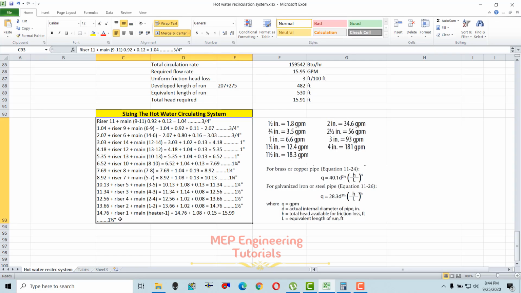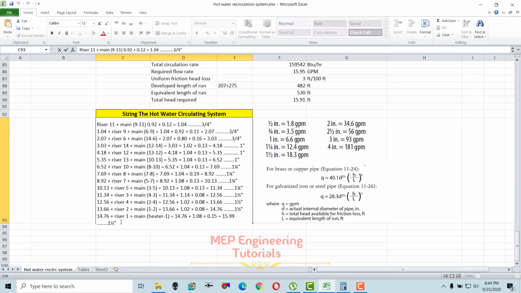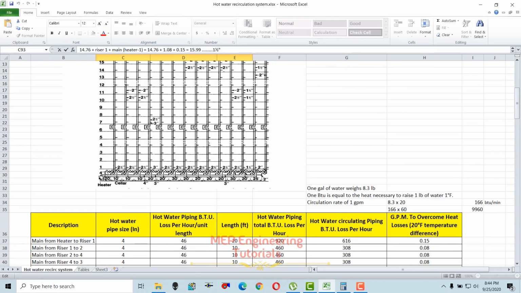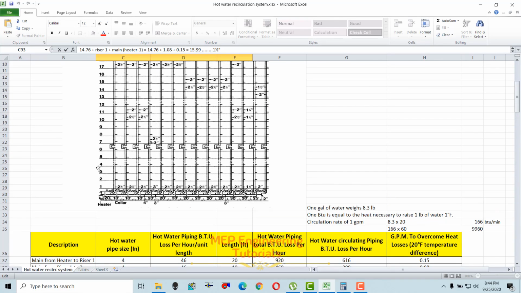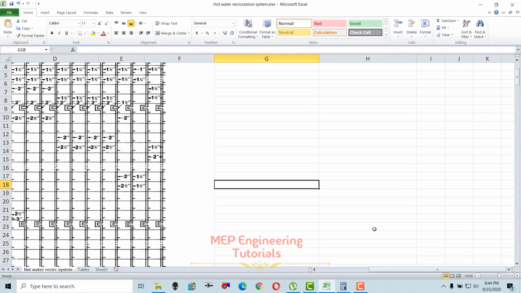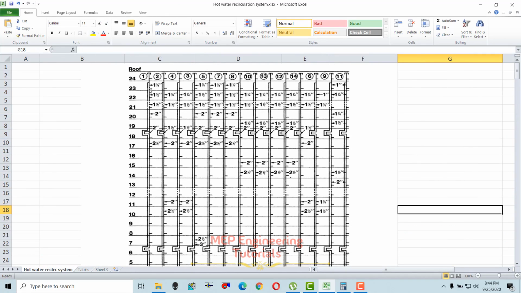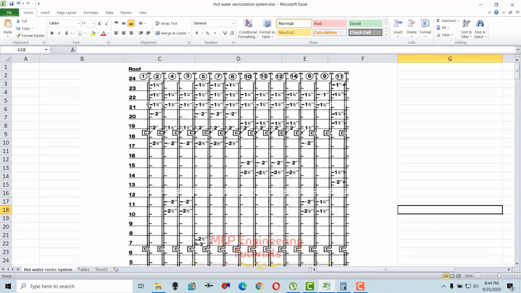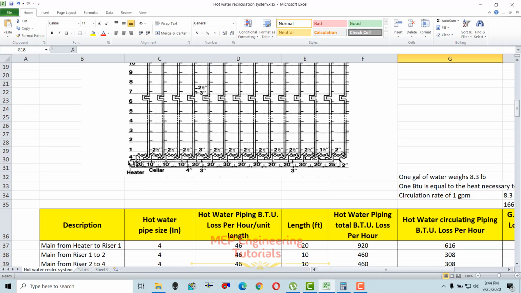One more last item I will tell you here. Same way you have to do it for this one also. The last item is riser 1 plus main to heater. So for the last item we have riser 1 and all the previous GPMs which we have calculated, to get the size for this pipe segment. To get the size of this pipe segment, you have to add all the GPM which you have calculated here, plus riser 1 GPM, and this main pipe GPM, the recirculation main pipe GPM.